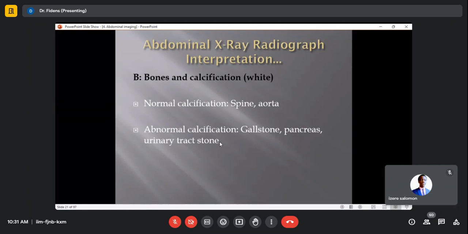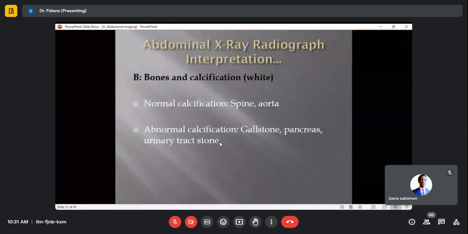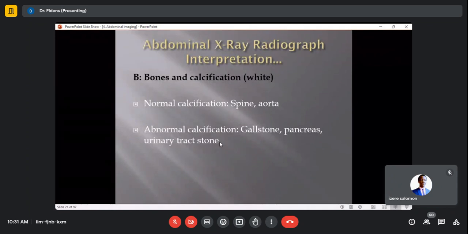Please make sure you check the bones that are included in the film. Check the spine is okay. It can even be the cause of the pain. Check the pelvic bones, okay? Check the ribs, the lower ribs. Remember, if you include the diaphragm, the lower ribs can be seen. Please check if they're normal, if there is no fracture. Check the pelvic bone and calcification.